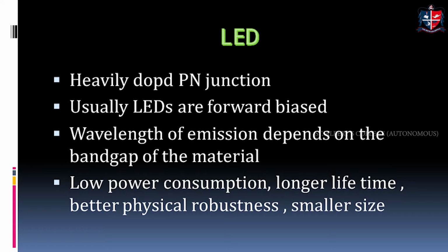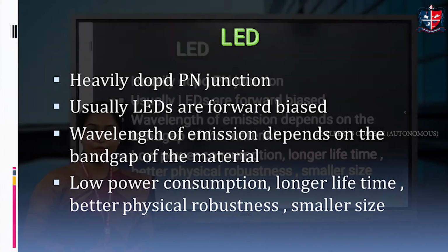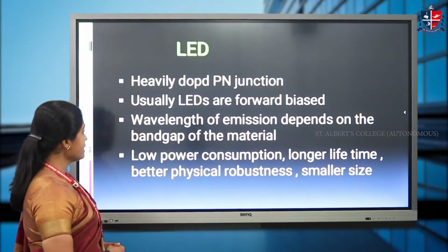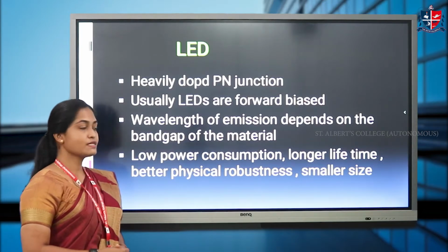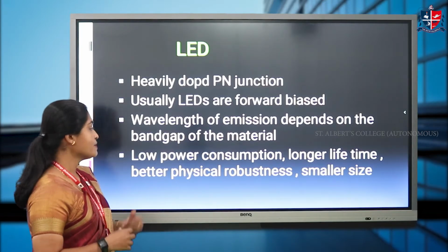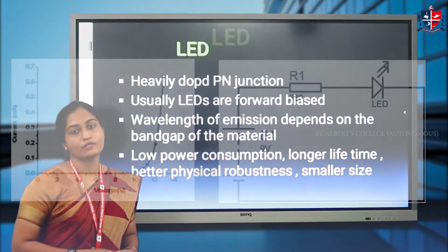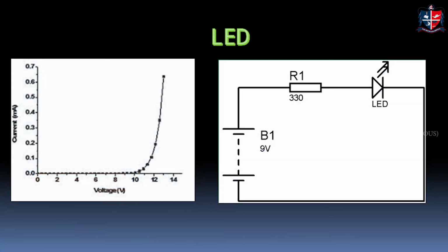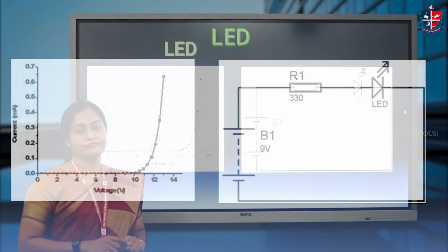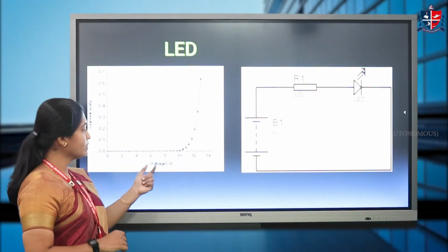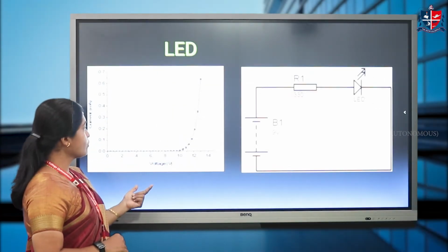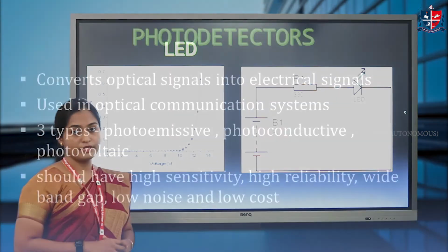Now LED is used for various electronic applications and it has many advantages like low power consumption, longer lifetime, better physical robustness and smaller size. This is a typical IV characteristic of an LED, and this particular plot is for gallium arsenide phosphide.